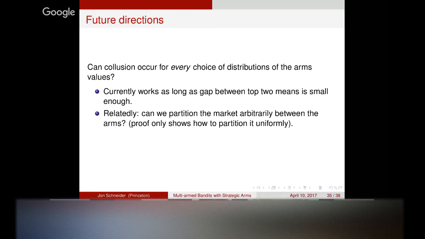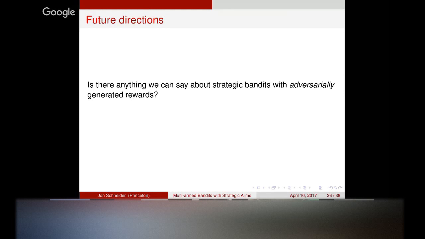that would partition it arbitrarily between the arms? Our proof somehow only works to partition it uniformly. It's hard to get something which isn't uniform from the general K-arm proof. But for the two-arm case, we do know that it's possible to get arbitrary partitions. For the two-arm case, for any choice of distributions for the arms, there is some sort of collusive strategy.